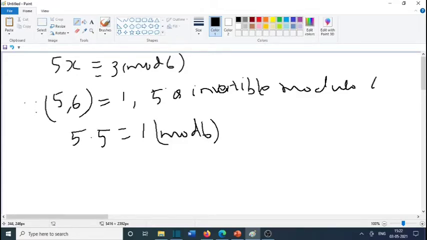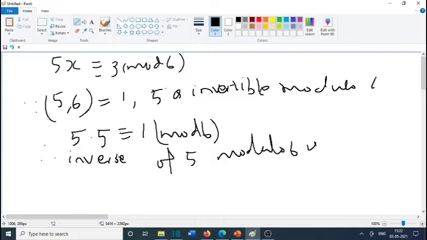So 5 into 5 is equal to 25, which is congruent to 1 mod 6. So therefore the inverse of 5 modulo 6 is 5 itself. That is, 5 inverse is equal to 5 mod 6.